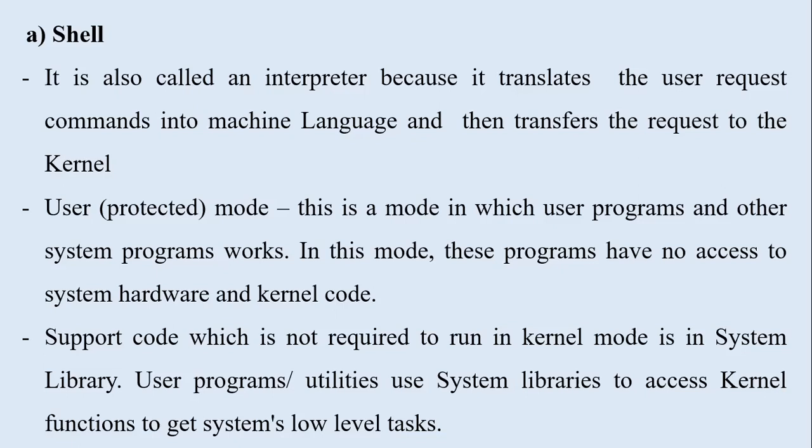Once the shell receives the instructions from an application program, it interprets them by putting them into what we call machine language. And then the shell transfers those instructions in machine language to the kernel. So user-protected mode of a kernel is the mode in which user programs and other system programs work. In this mode, these programs have no access to system hardware and kernel code.